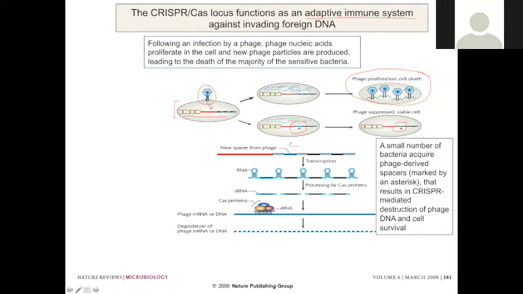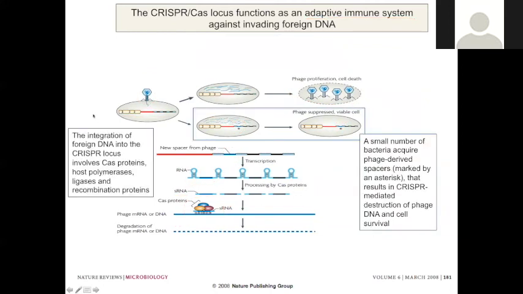What we see then is a spacer element derived from the invading phage incorporated into the CRISPR locus in the bacteria. This locus can be transcribed, and we now see that the spacer sequence is part of a mature processed sRNA transcript. It combines with the Cas proteins to bind and recognize the phage DNA or RNA and degrades the phage mRNA or DNA.